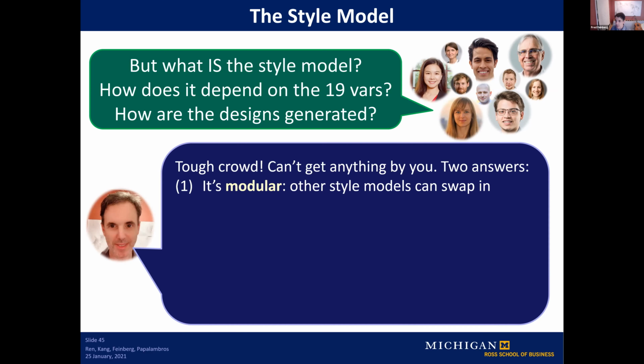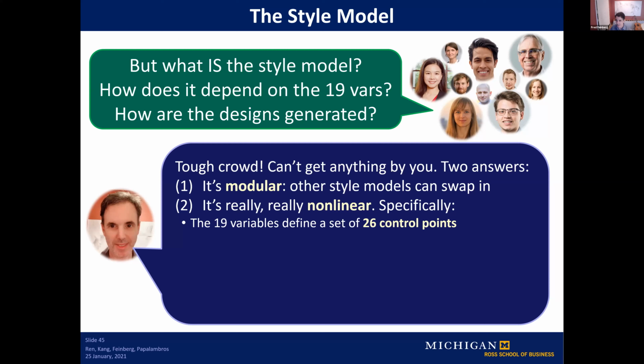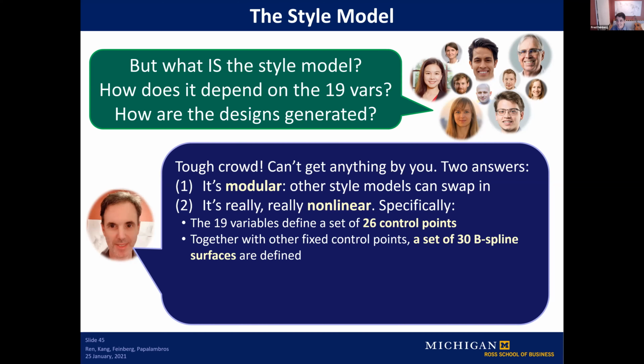This is not unique, obviously. There are a lot of choices being made. It's really, really nonlinear, and there's a whole paper that we relied on to do this. But the idea is the 19 variables that we can move around translate into 26 control points that are manipulable. And then there are fixed control points, like the car has to fit together. If we pull the front out, the other parts have to move a little bit to conform to that. So there are certain points that are fixed.